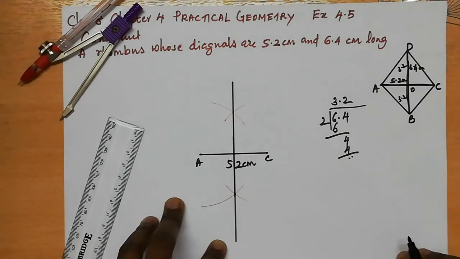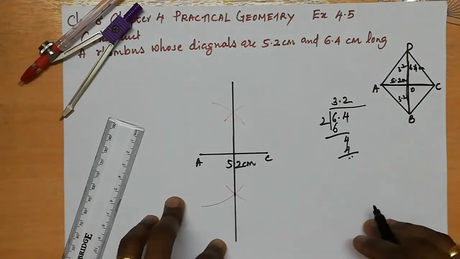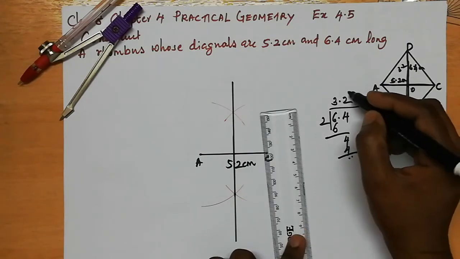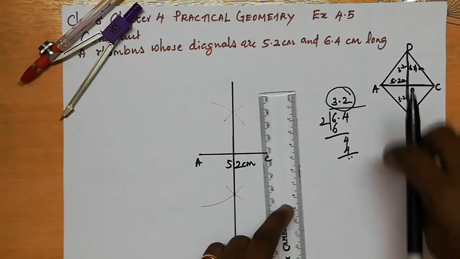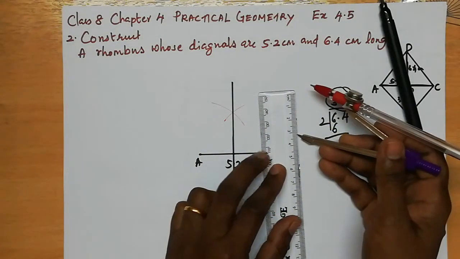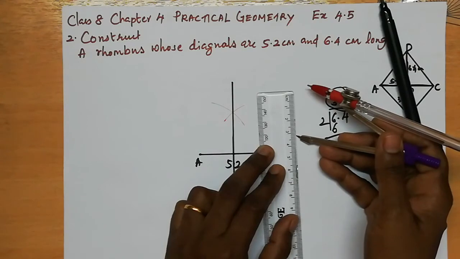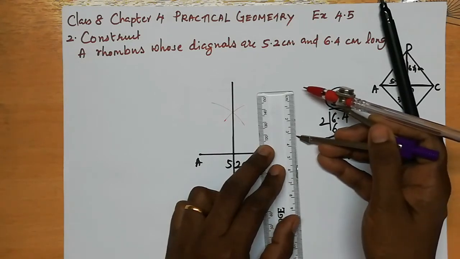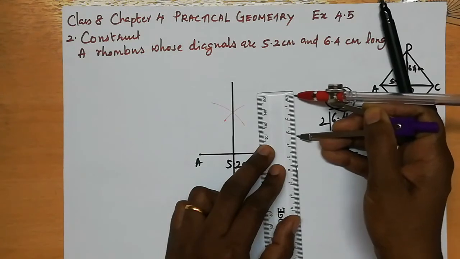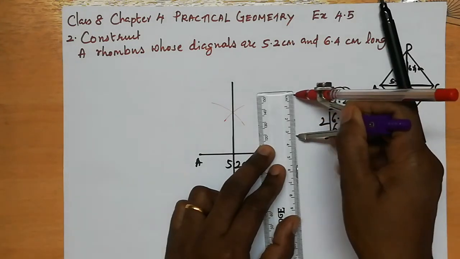Okay, clear? Now we will point at this O. This is the point, that is O. So how many centimeters will we take? That is 3.2 centimeter for the compass radius. For 3.2, after the 3 you have to choose 2 small lines. That is 3.2.